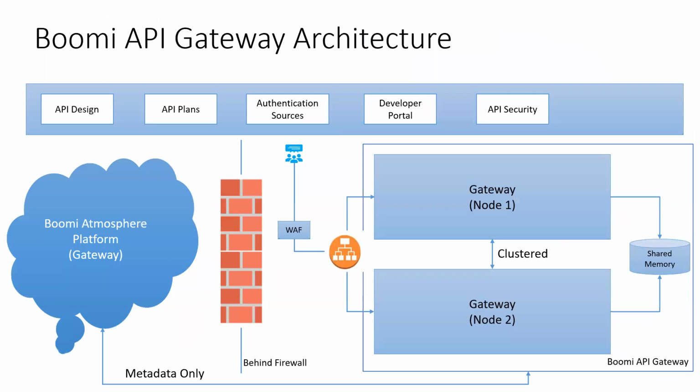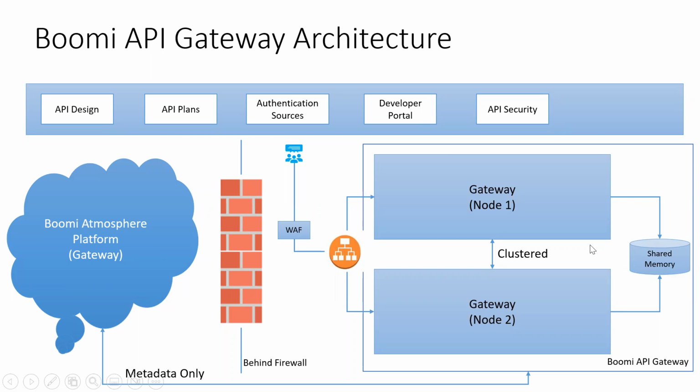And this is how the infrastructure architecture looks. You have a firewall here, and you have the Boomi AtomSphere platform sitting in the cloud. Then you have multiple gateways that are clustered together, and they are sharing the same memory. It can be SMB or any NFS disk, right?